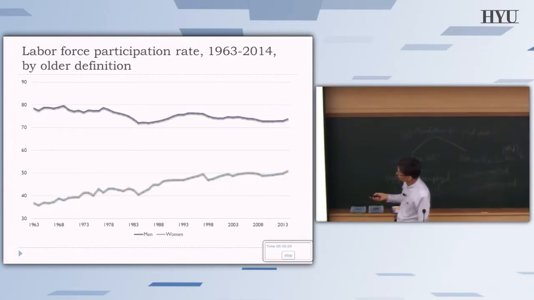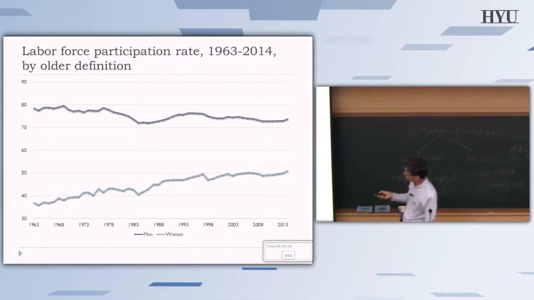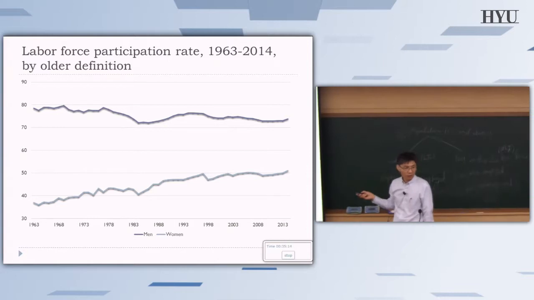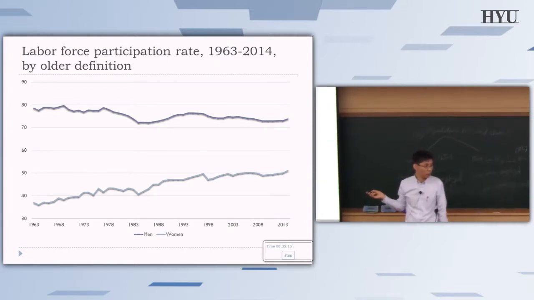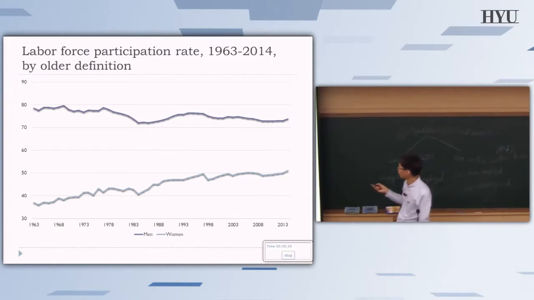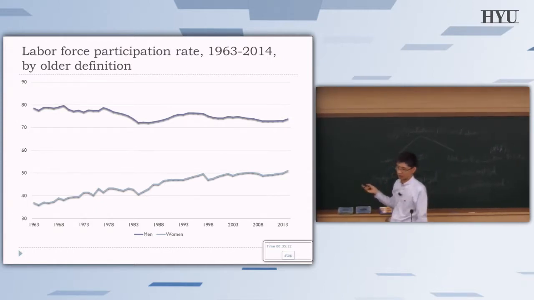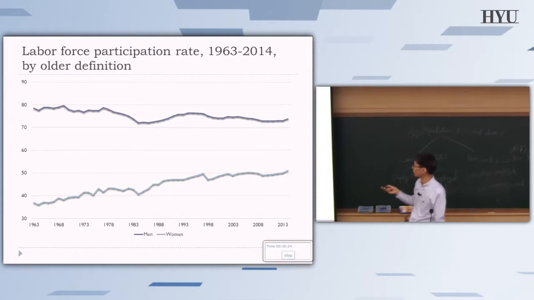So up to, let's say, 1980, about 80% of men were in the labor force, either working or looking for a job. But now it's probably about 75%. Okay? So it has decreased slightly.